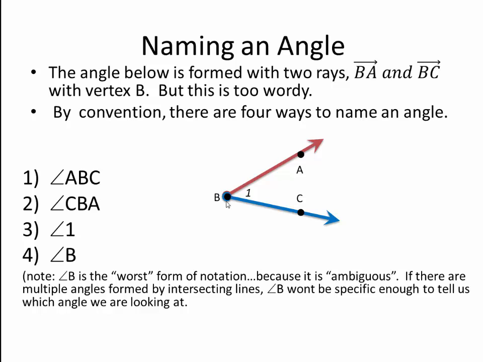Although the vertex is the most important part, and that's the right way to name this angle given this picture, we have to be careful. There will be times when we have ambiguity. In other words, multiple lines crossing, and B might actually be the vertex of 1, 2, 3, 4 multiple angles. Therefore, it's not specific enough. But given this picture, it's a reasonable name for this angle.